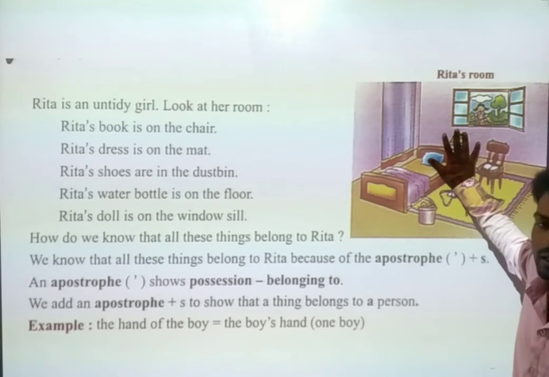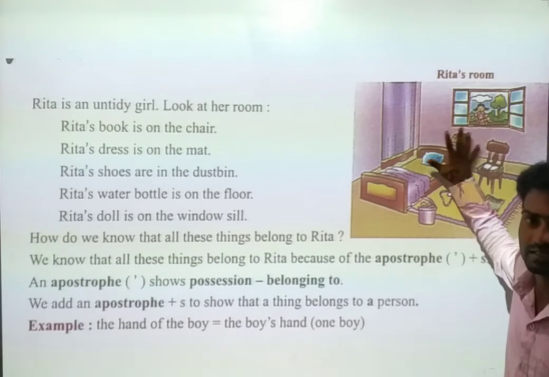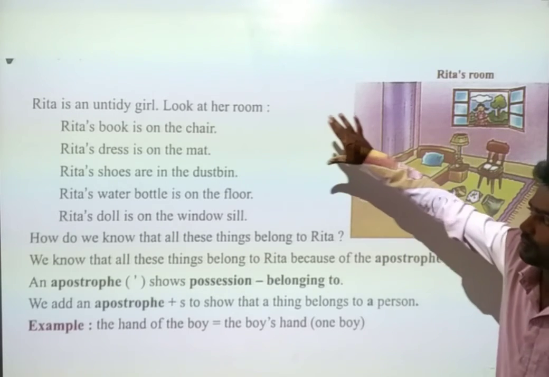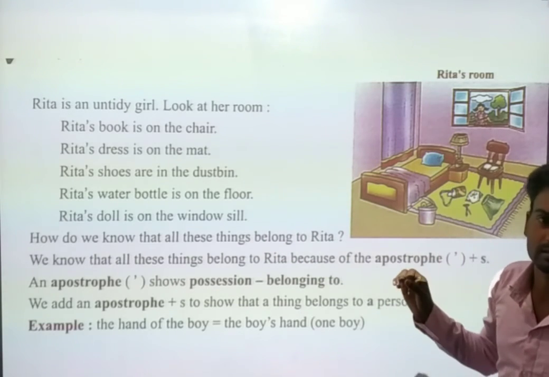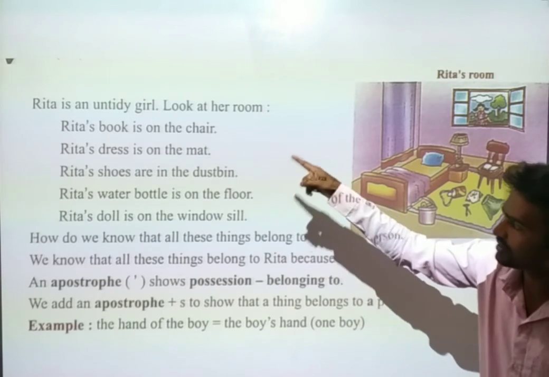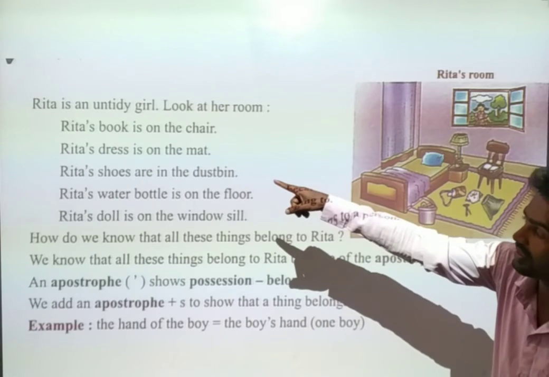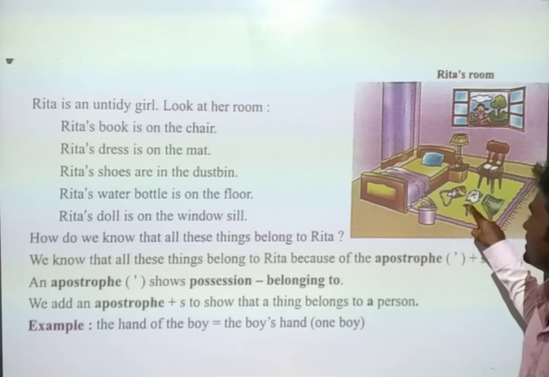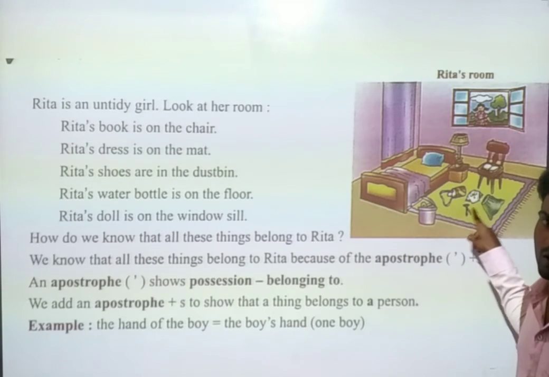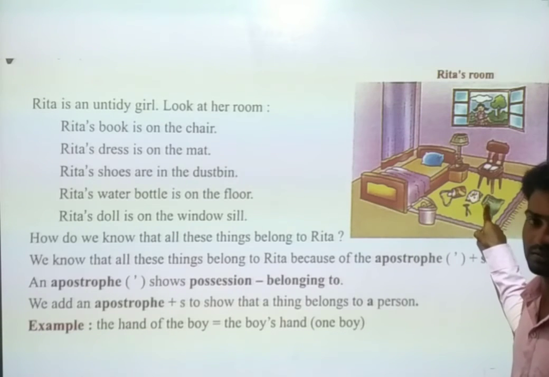Rita. Whose room is this? It is Rita's room. So this is not some other person's room. They use the possessive form for all these things. Rita's book is on the chair. She kept it there. Whose book is this? Rita's book. Rita's dress is on the mat. Whose dress is this? Rita's dress.